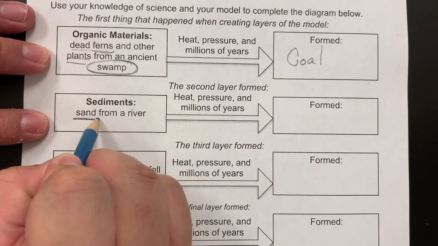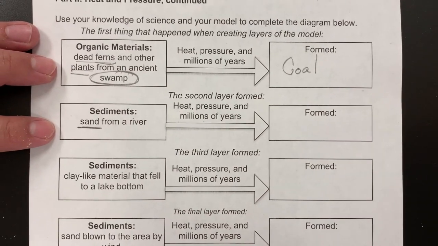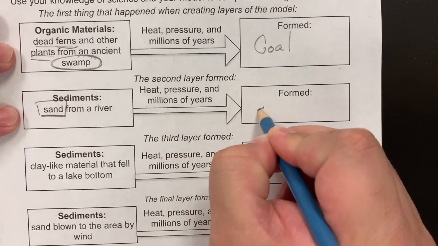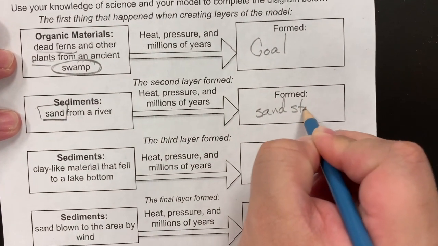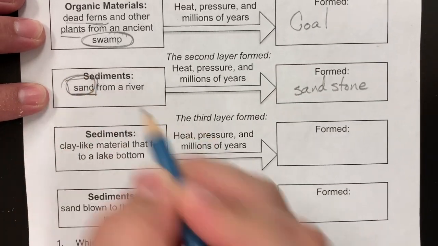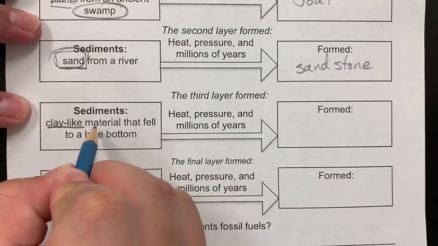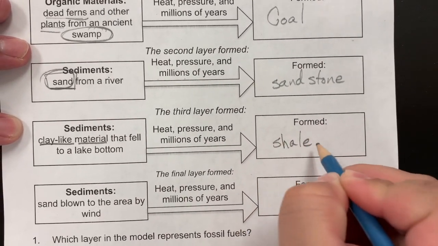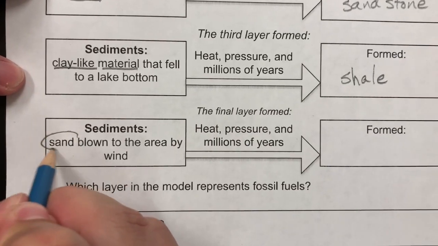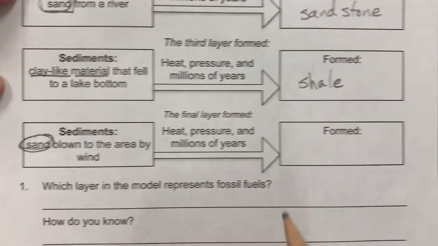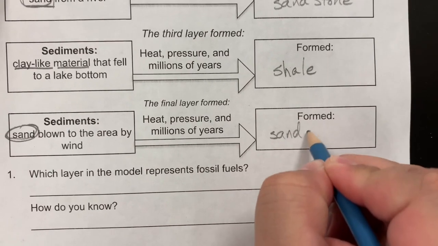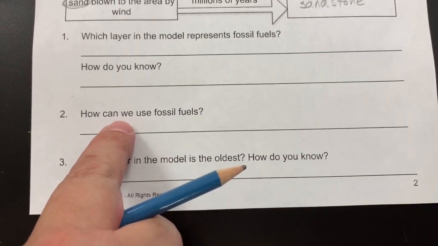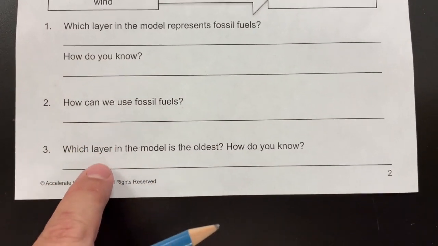Sand, anytime you see the word sand and they're talking about sedimentary rock or any types of stones, it is going to be sandstone. Anytime you see this word, sandstone. Clay-like material will always give you shale. And again, key word here, what could our answer be? You guessed it. Sandstone. Go ahead and answer 1, 2, and 3 on your own.